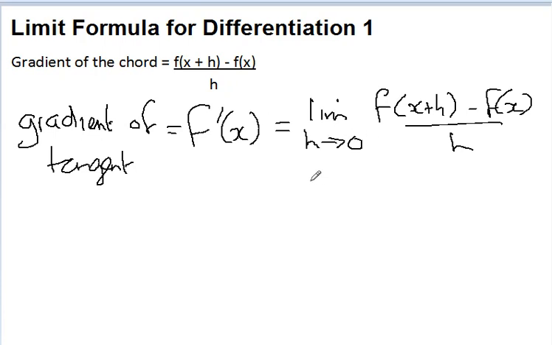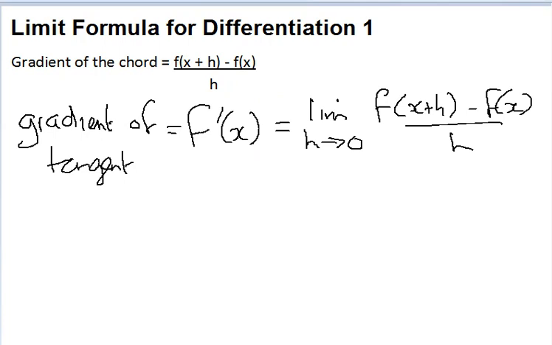The problem is, in practice, we can't actually let it equal 0, because if we let h equal 0, then we'd be dividing this numerator here by 0, which you can't do in maths. So we can't actually ever let it equal 0 in practice. But what we can do is imagine it getting closer and closer and closer to 0, so that we have the gradient at that particular point.